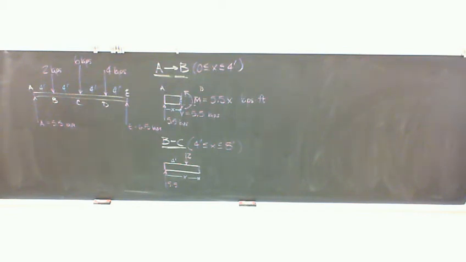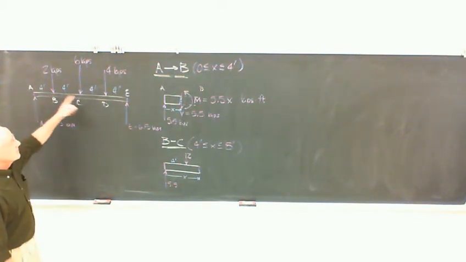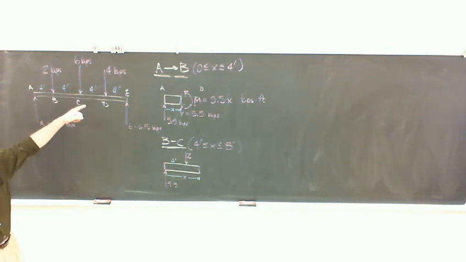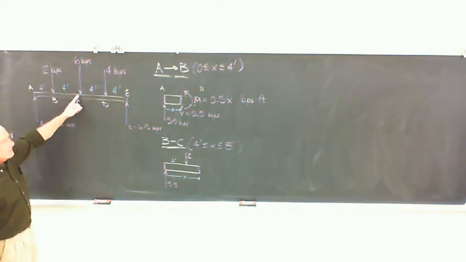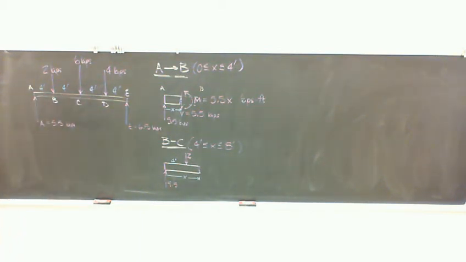And that X can be anywhere in between B and C. The reason is because nothing really changes in there. No new load has come into it. Nothing's changed with the beam. There's no difference between a little bit past B and a little bit shy of C in terms of what we're going to find here, because as you might suspect, the X is going to come into this again.